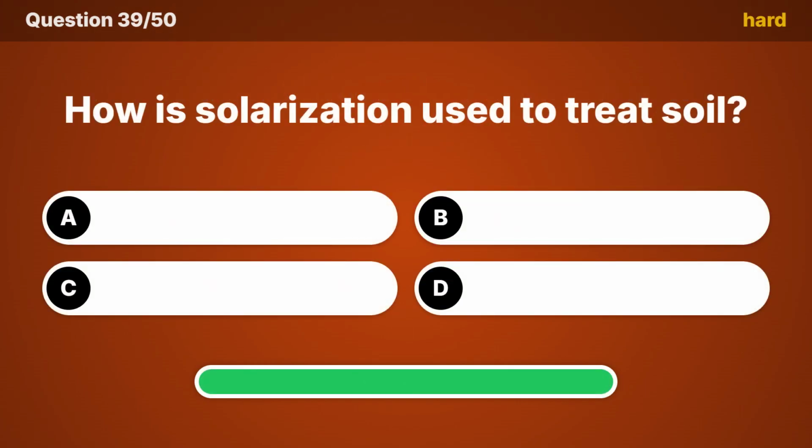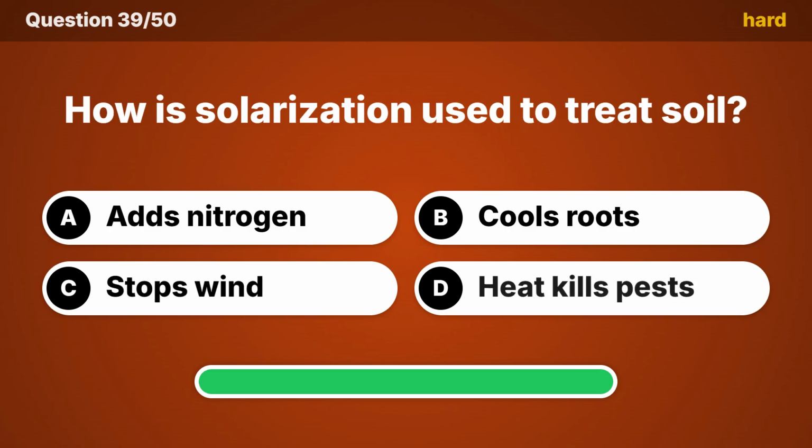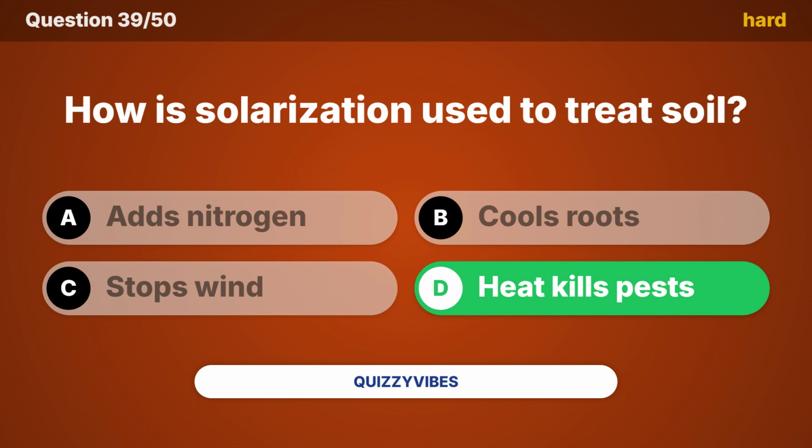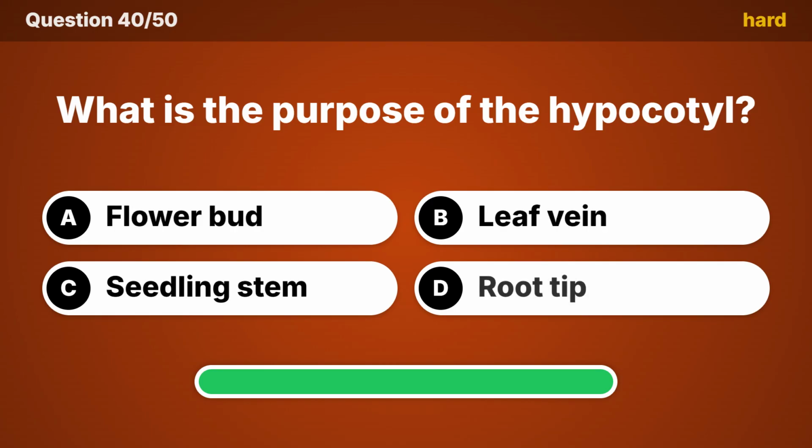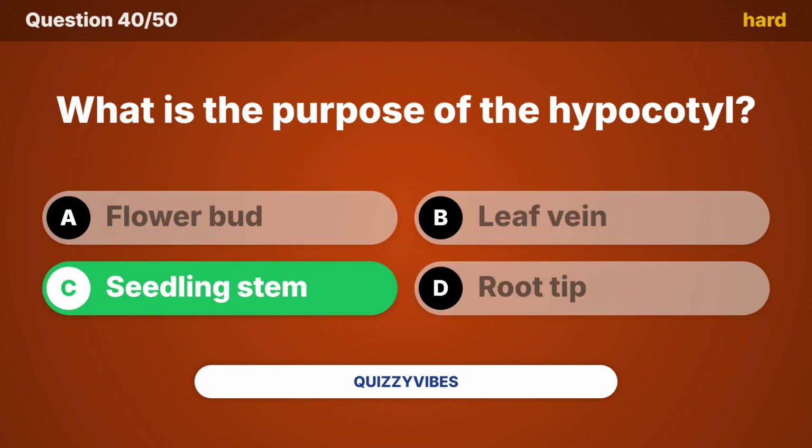How is solarization used to treat soil? The correct choice is heat kills pests. What is the purpose of the hypocotyl? Time's up. It's seedling stem.